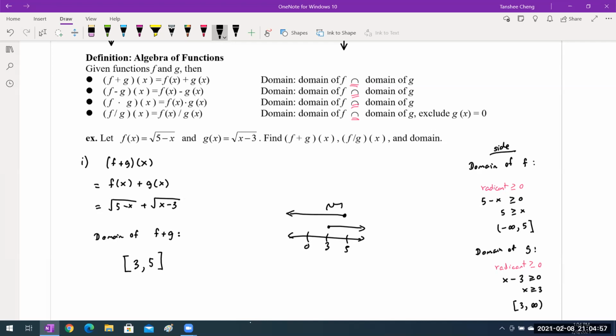Any value that is outside of it will not work for this function. For example, if I pick 6 and substitute it into the functions, 5 minus 6 gives a negative number under the square root, which is a complex number already. So it's not working.